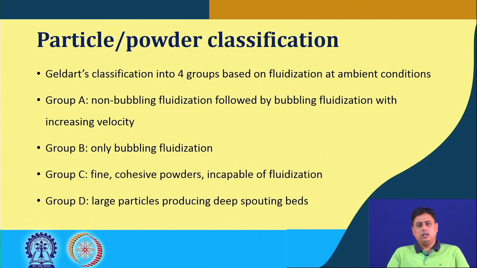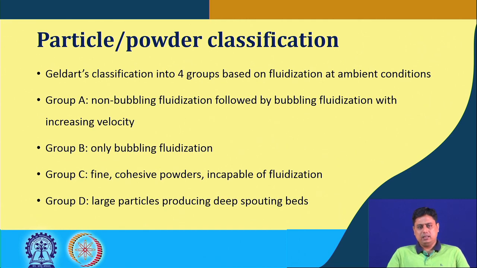So, we started with the concept of different types of powder, or very fine material. It was Geldart, a famous researcher and scientist, who initially classified these particles used for fluidization into 4 categories based on their fluidization at ambient conditions. These categories are Geldart's group A, group B, group C and group D particles.